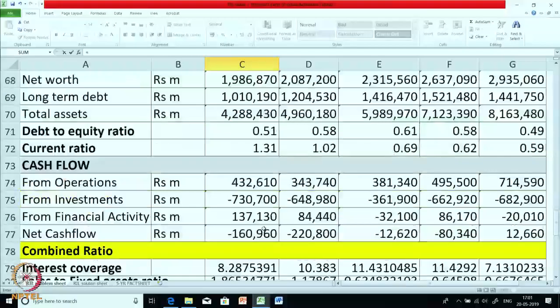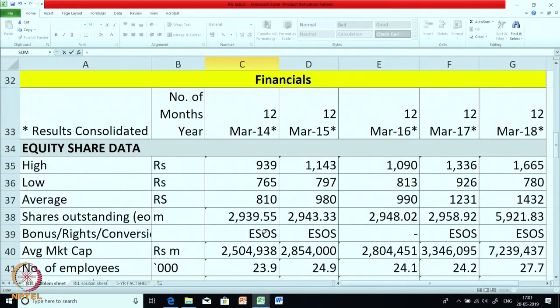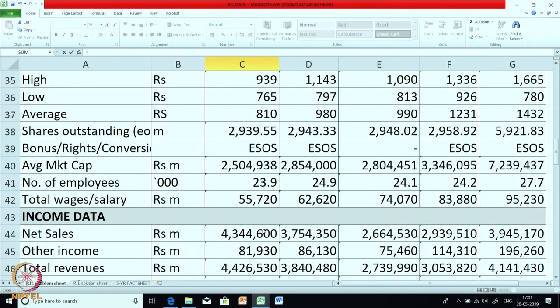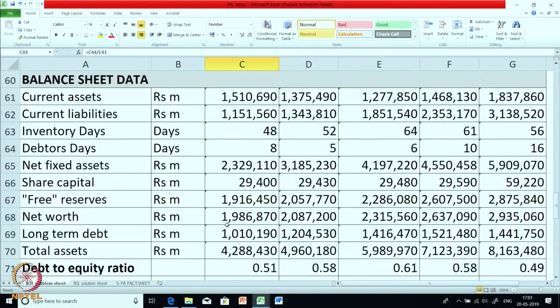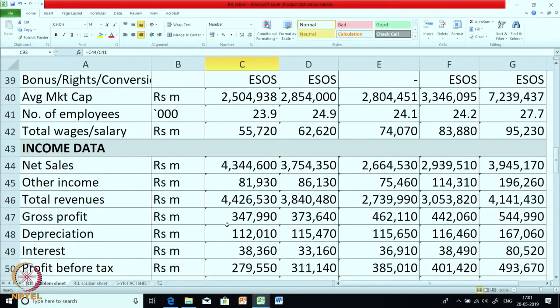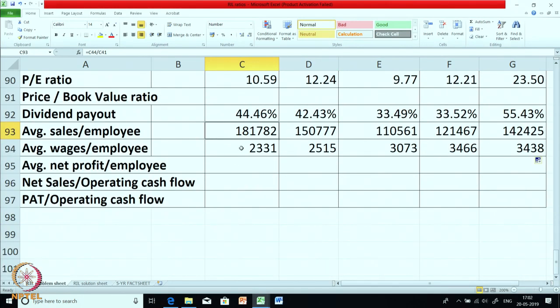Average wages per employee. So total wage data is available divided by number of employees. So 2331 millions. There is some confusion in this data because number of employees are in per 1000. That's why we are getting a very high figure. So don't worry, they are not getting that much of an amount.